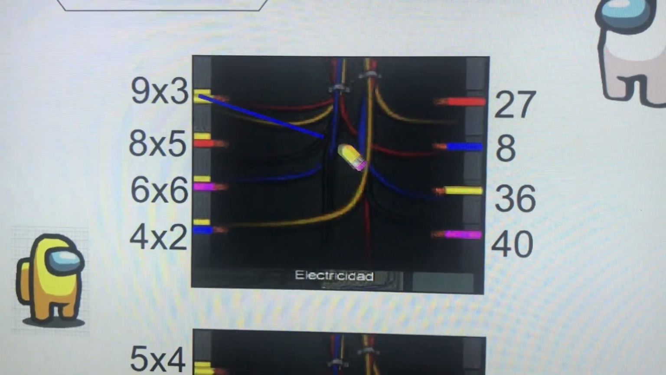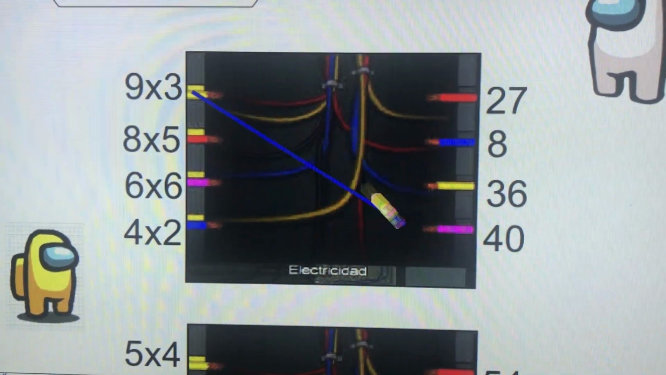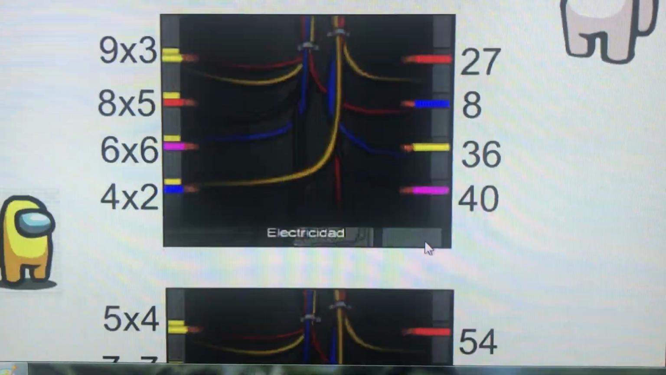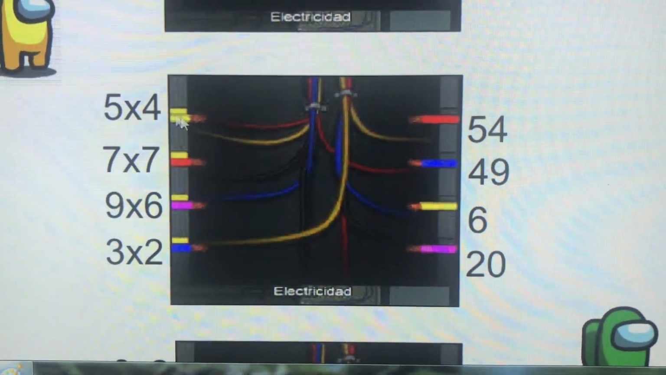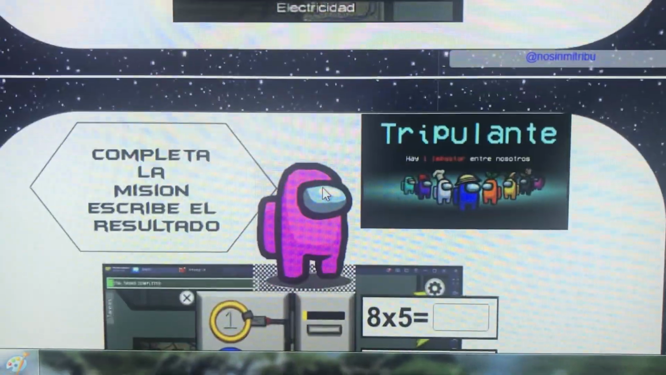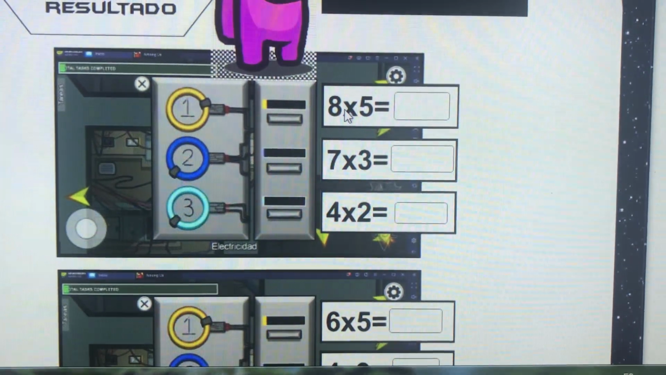See? Now in this one, you have to use which one? 9 times 3, what is it? What do you think it is? And you have to complete it with the right one. 9 times 3. You see? 5 times 4. You complete it, you drag them with the pencil, the right one, all right? Continue like that. This one is going to be multiplication.